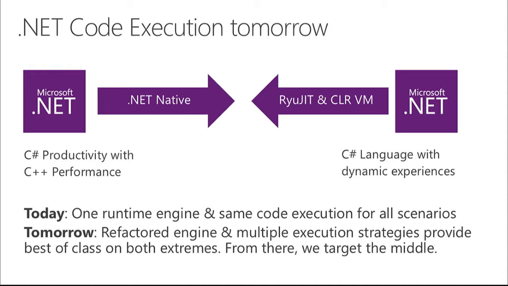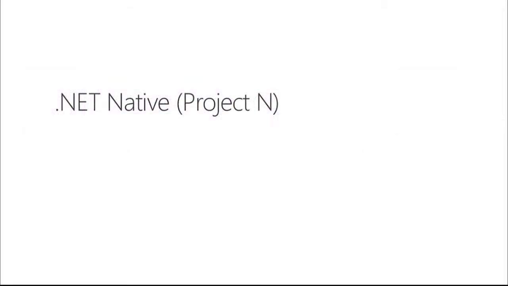So whereas today we have one runtime engine and the same code execution, code generators for all scenarios, tomorrow we've got refactored engines. We've got our cloud-optimized .NET Native, server SKUs, desktop SKUs, all of these things built from a common core, really delivering best of class on both sides. Right now we're focusing on the outsides, but from there we can help to improve the middle as we bring .NET Native to other scenarios. So let's dive a little into .NET Native.